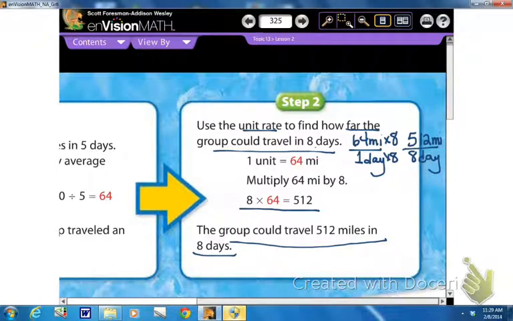If this confuses you, rewind it and watch it again, and just remember, you're setting up a rate, you're finding the unit rate, and then you're going to use it to find or solve a proportion. All right?